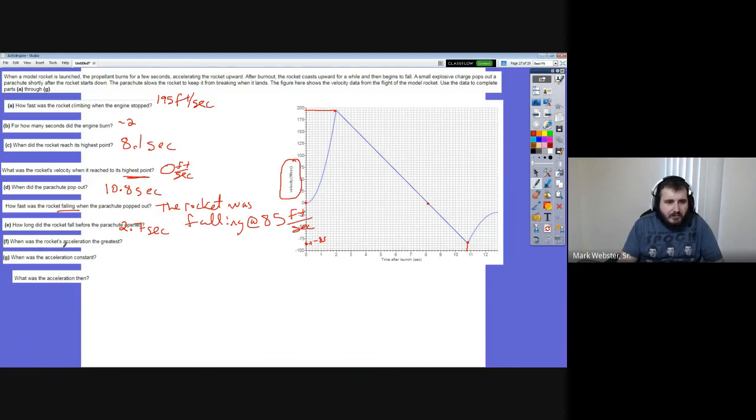When was the rocket's acceleration the greatest? When was it the highest? When is it accelerating fastest? Wouldn't that be right before the rocket starts to die? Here? When did this happen? About 2 seconds.